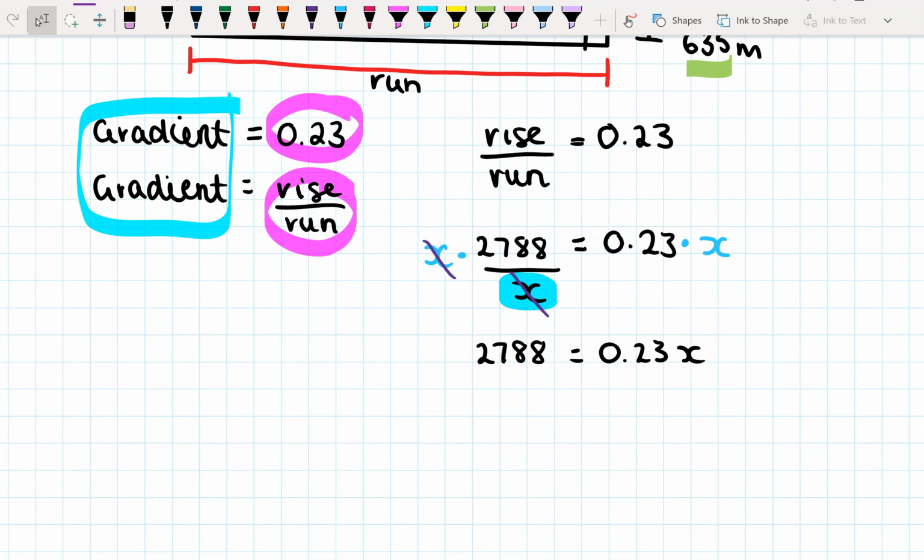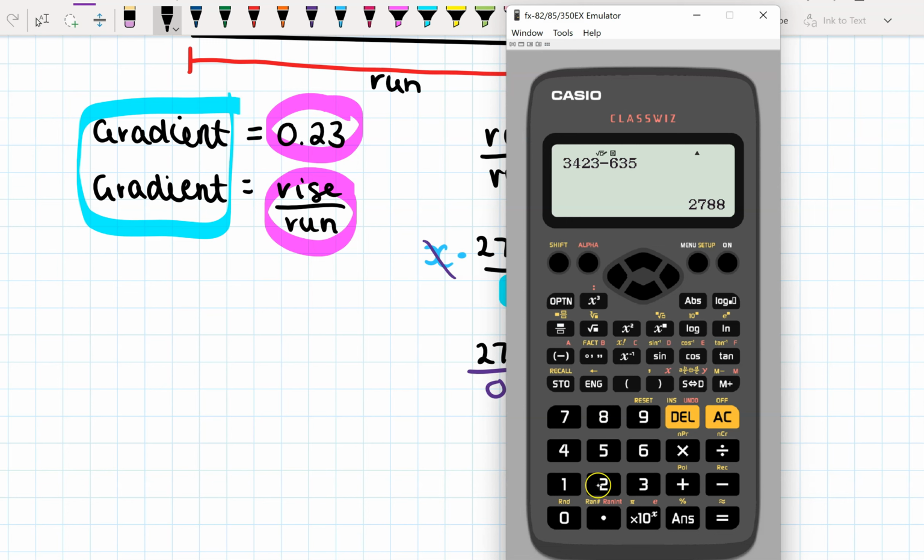The next step, we want to get x by itself. So we know that we're going to need to divide both sides by 0.23. I'm going to now write the x on the left because that's where it should be at the end anyway. So we get x is equal to 2788 divided by 0.23, which is 12121.73. Now, 2 decimal places is the usual rounding, so it's 12121.74.